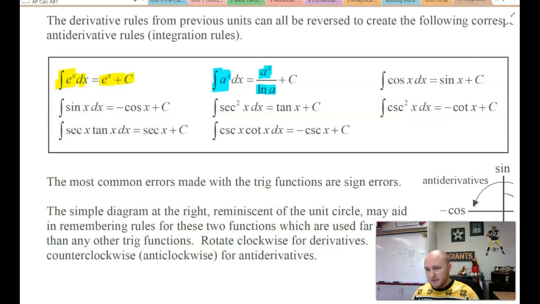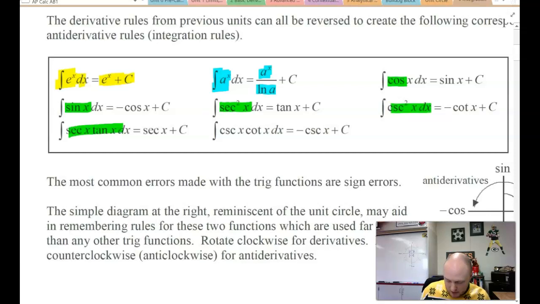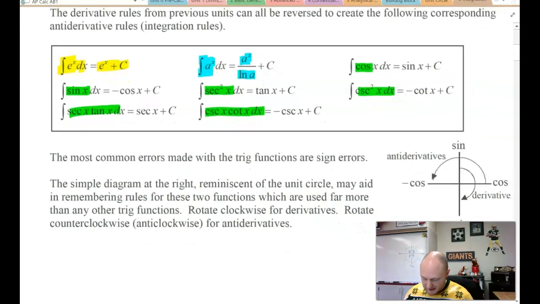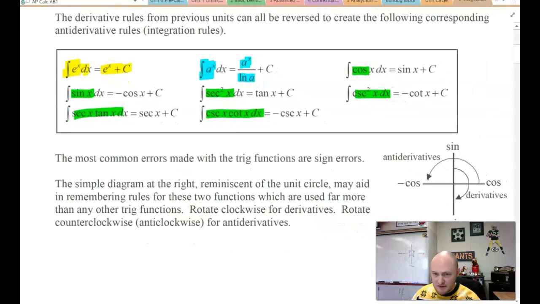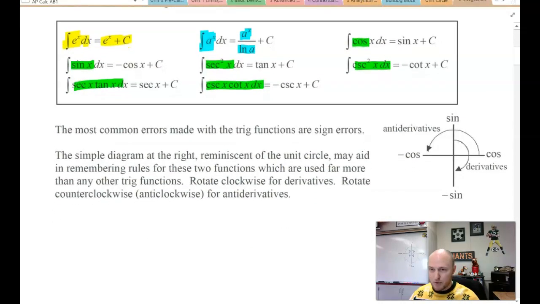Now, the rest of the antiderivative rules are the direct inverses of differentiating trig functions, and you'll see them here. I won't read them to you because they are the direct opposite, and I know that you can read them. But what I want to highlight is this device that can help us remember the derivatives and antiderivatives of trig functions.